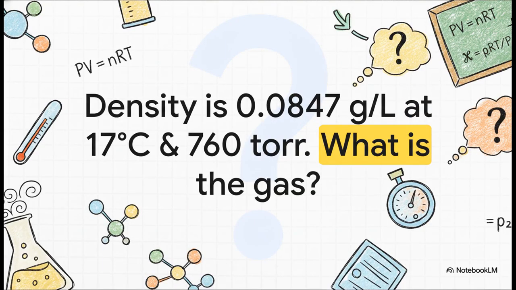All right, time to put this new tool to the test. Here's a classic problem. We've got the density, the temperature, and the pressure. All you've got to do is rearrange our new density formula to solve for the molar mass, that capital M. Plug in the numbers, carefully, and the answer you get should point you right to the identity of this gas. Go ahead, give it a shot.